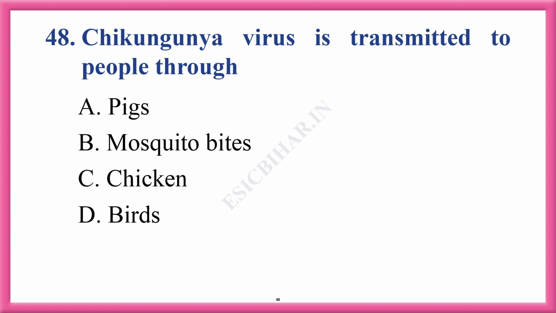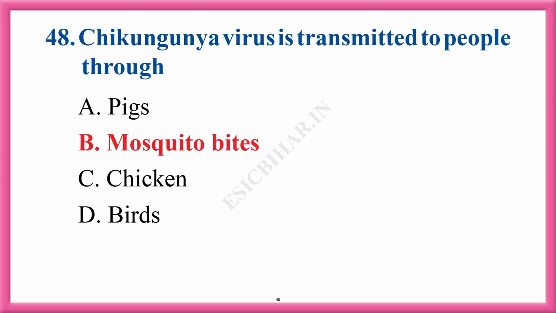Question 48. Chikungunya virus is transmitted to people through A. Pigs, B. Mosquito bites, C. Chicken, D. Birds. And the answer is B. Mosquito bites.